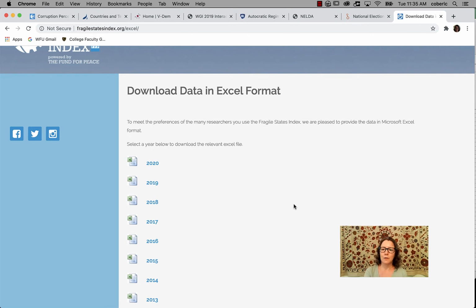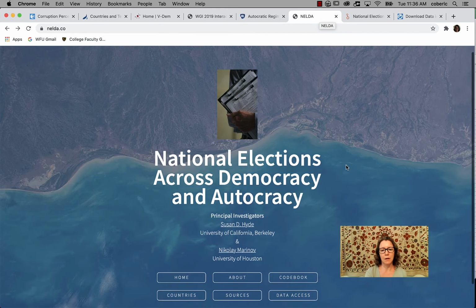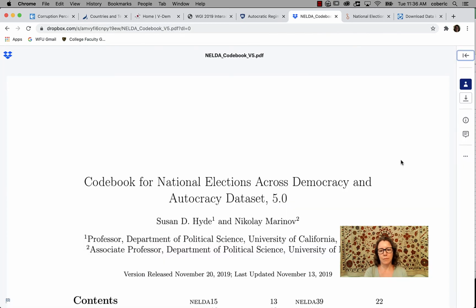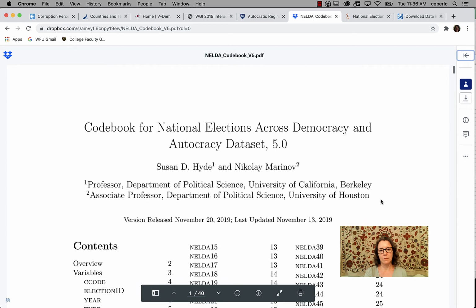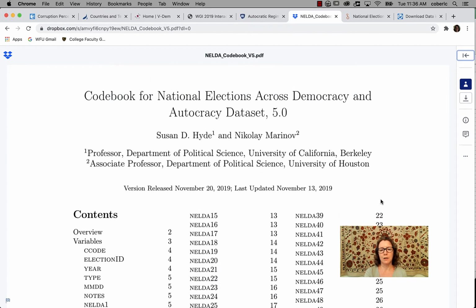I want to contrast this here with an academic data set, just to show you some of the other things that you can look for when you're looking for data. This is a data set of elections that take place in dictatorships. And academic data sets will almost always have one thing that you're going to find super helpful, and that's called the codebook. It offers you the title of the data set, the authors, a list of variables.